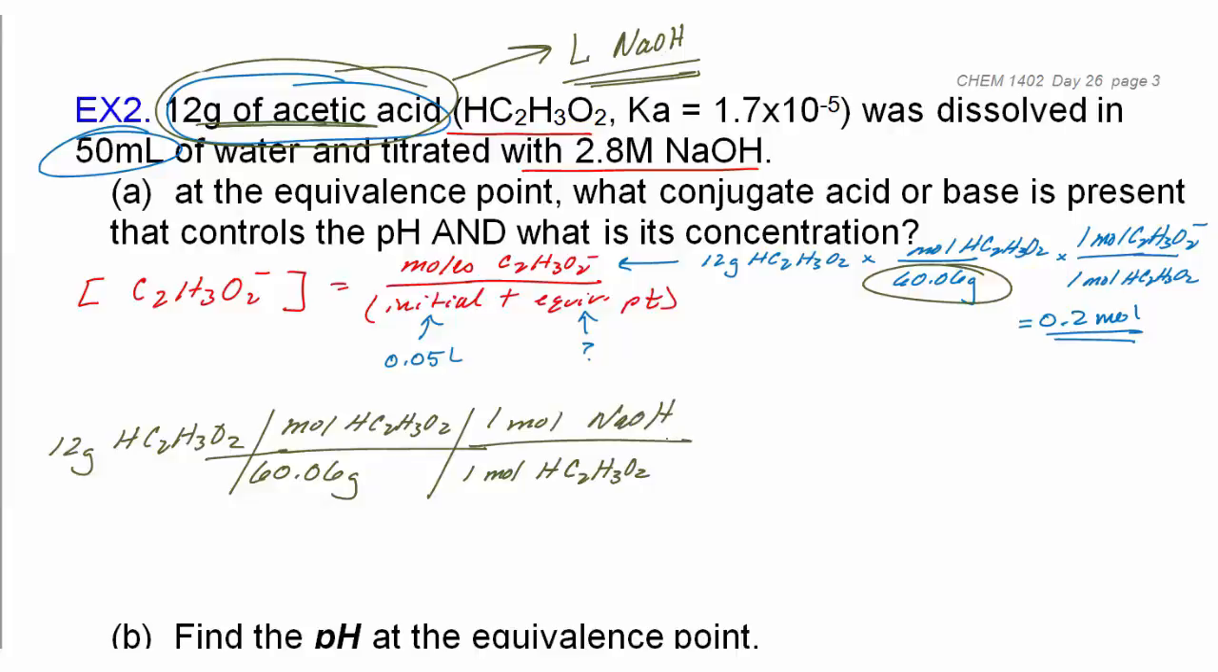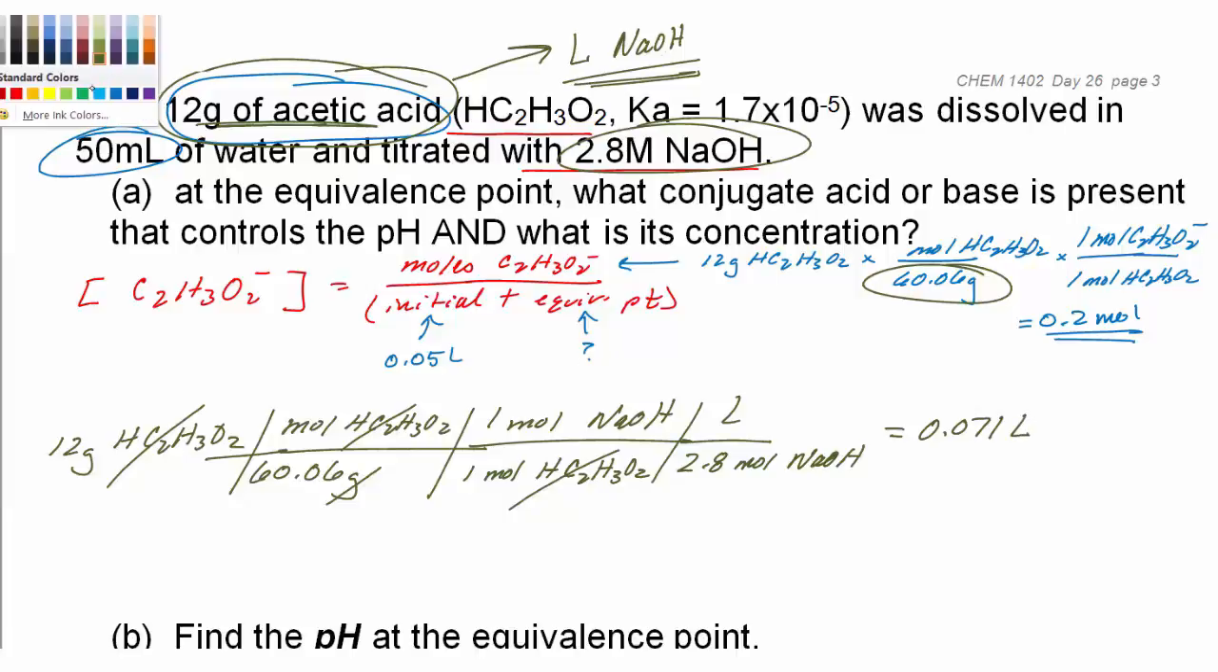Now I'm finally in moles of NaOH, right? So I can convert to liters of NaOH using the concentration. 2.8 moles of NaOH in a liter of NaOH solution. 12 divided by 60.06 divided by 2.8, 0.071 liters. So I can finally get my final acetate concentration here.